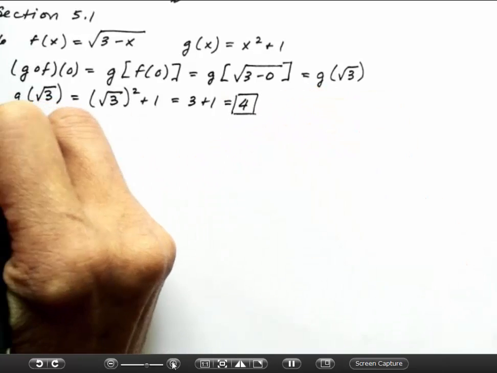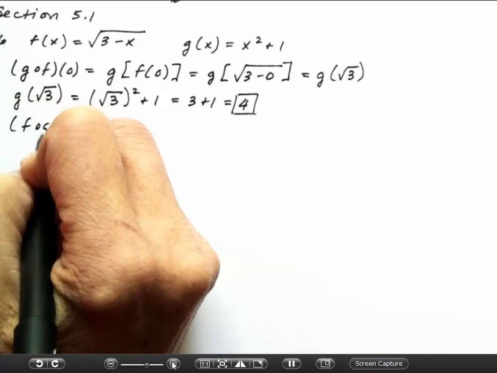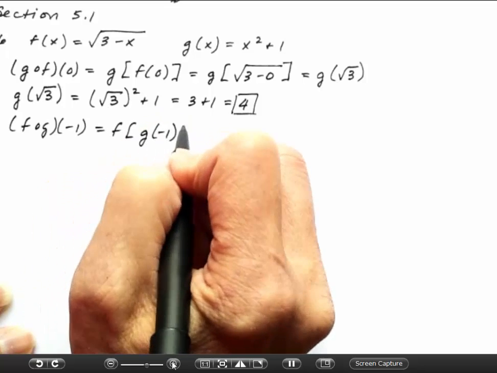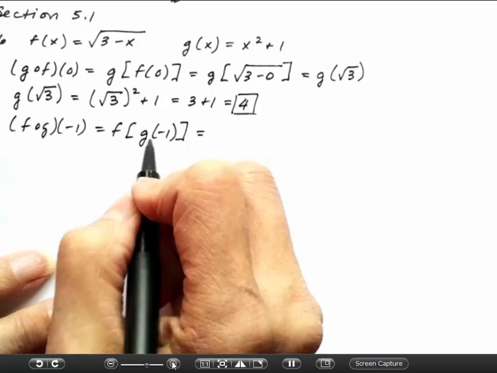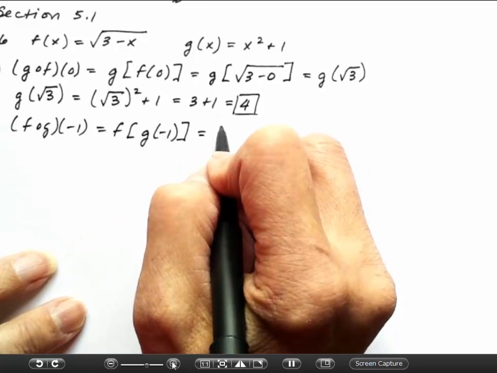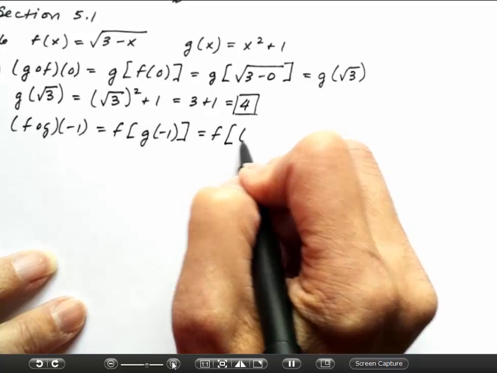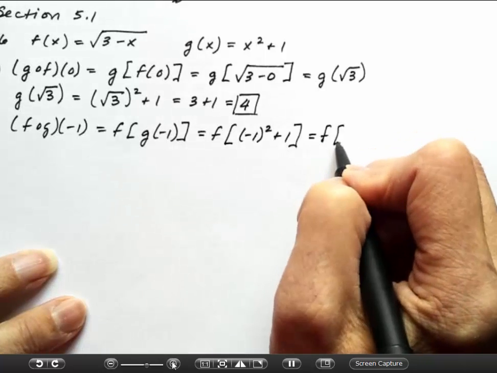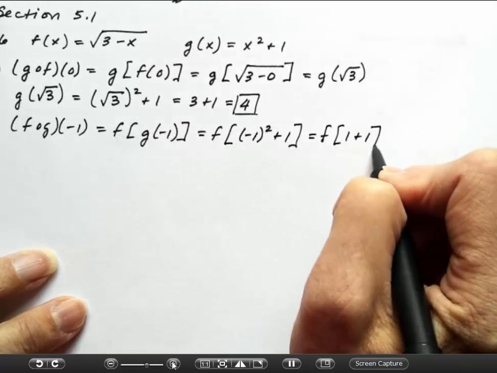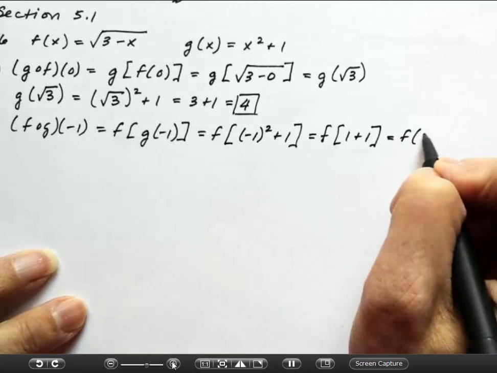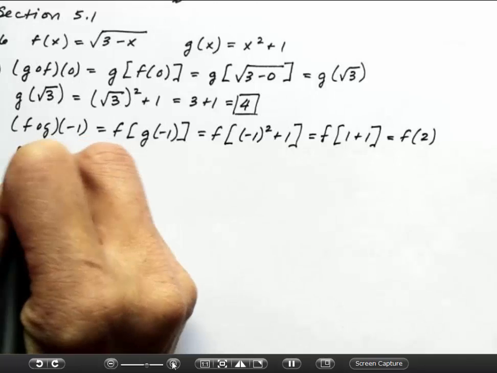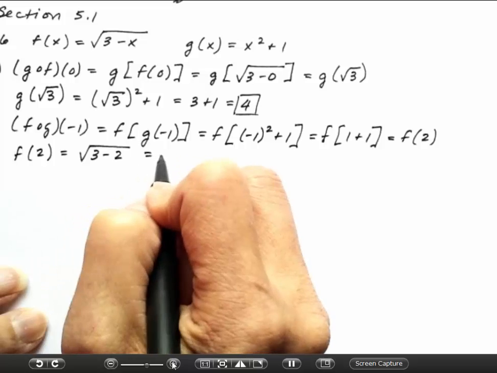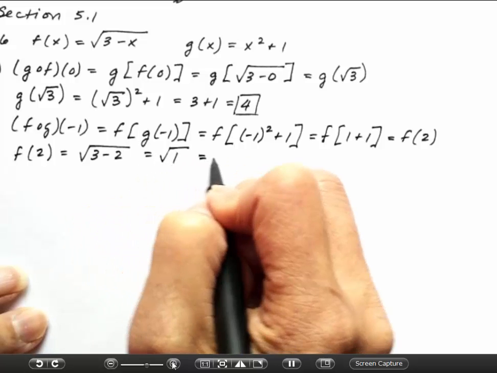The second part is f of g of negative 1, and you'll see that I rewrite each one of these functions so that I have a better understanding of what I'm doing. I need to put negative 1 into my g function, so I still have f on the outside. I'm putting negative 1 into my g function, and I end up with f of negative 1 squared is 1, plus 1, which gives me f of 2. So now I have to figure out what f of 2 is. I'm going to put a 2 into my f function wherever I have an x. It ends up giving me the square root of 1, which is equal to 1.